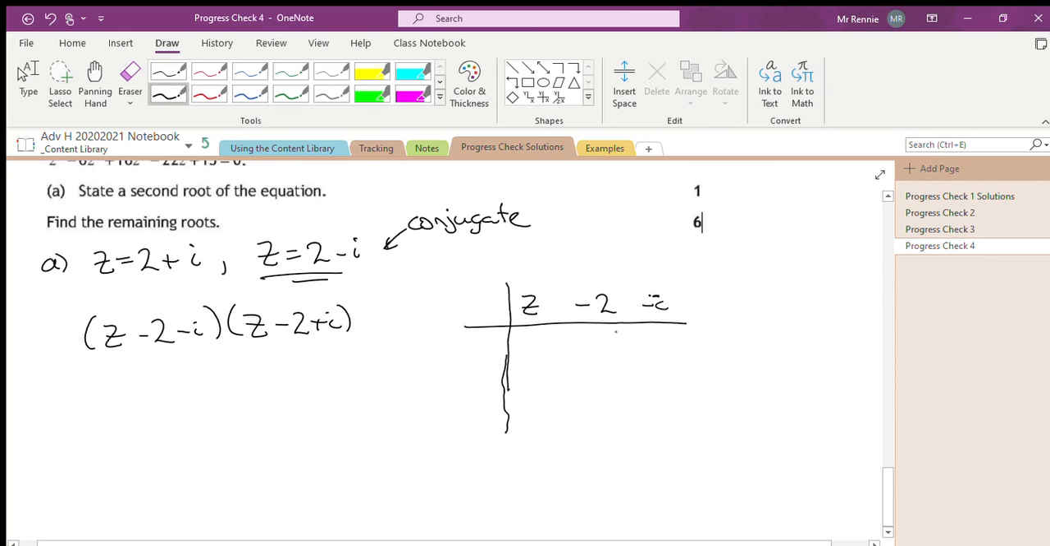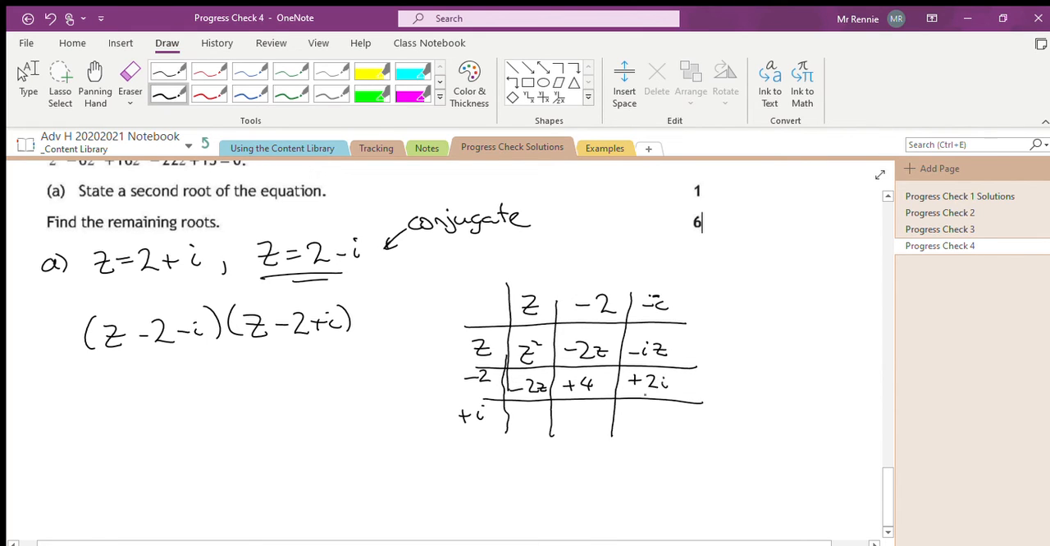So that's going to be negative i there. So I've got z minus 2 plus i there. And what I'm going to do is just multiply each part against its own. So z times z will be z squared. z times negative 2 is negative 2z. z times negative i is negative iz. Negative 2 times z is another negative 2z. Negative 2 times negative 2 is plus 4. Negative 2 times negative i is plus 2i. Positive i times z is plus iz. Positive i times negative 2 is negative 2 lots of i. And positive i times negative i is negative i squared.